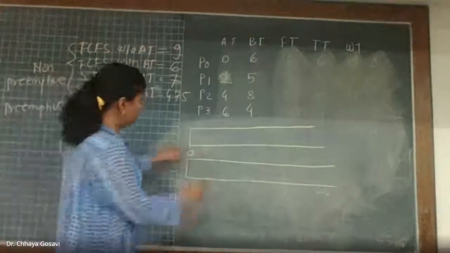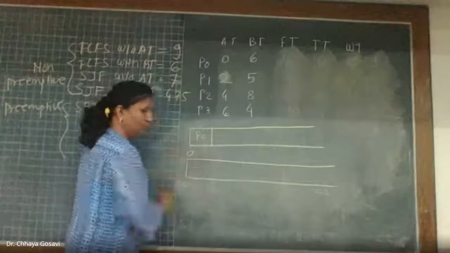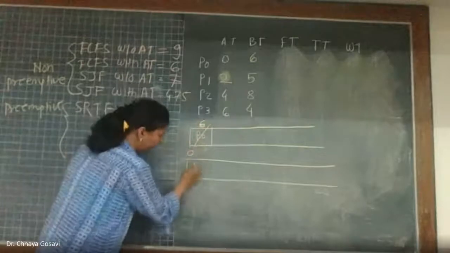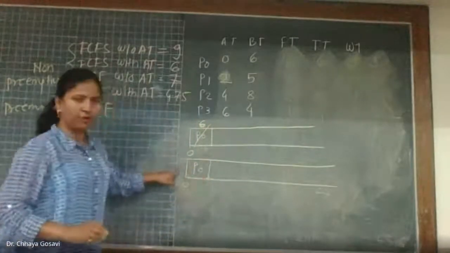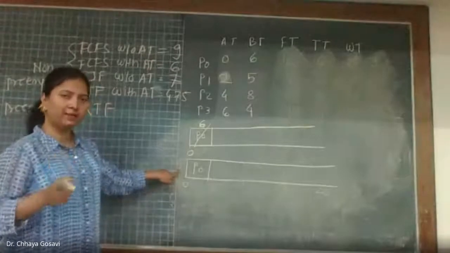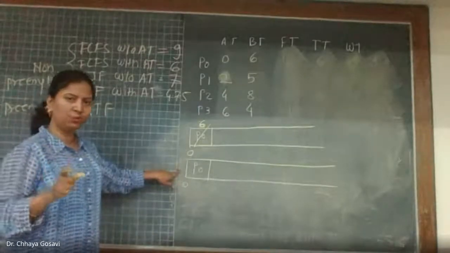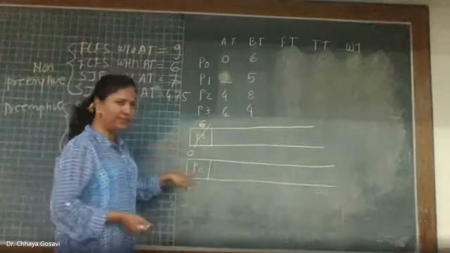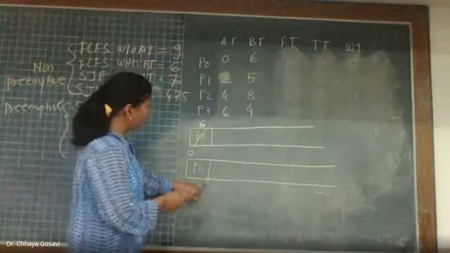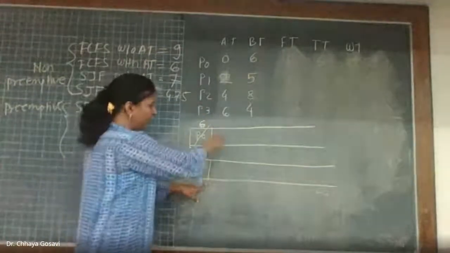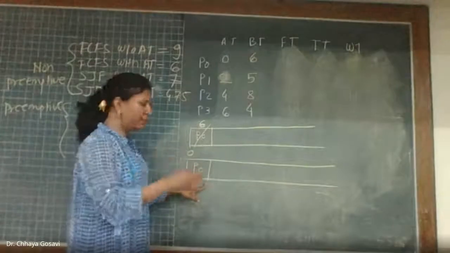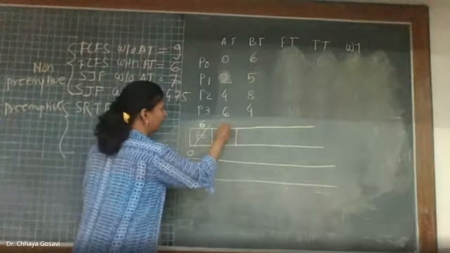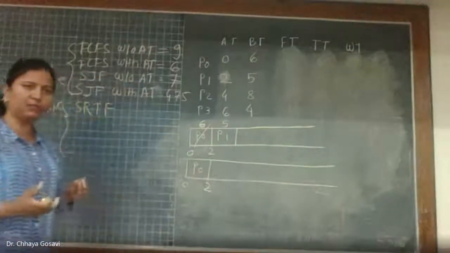In SRTF, at 0 only the first process is there in the queue with burst time 6. So this process is scheduled for execution. Now after every cycle, the job of the short-term scheduler is to check the ready queue. Has any new process arrived with less burst time than the currently executing process? So at 1, the scheduler looked in the queue and there is no process. Now in the next cycle, at 2, P1 arrived with burst time 5.